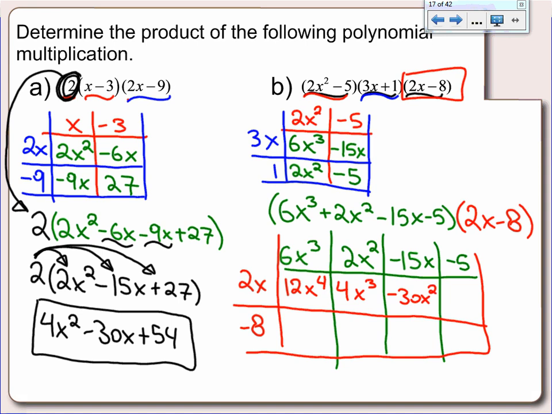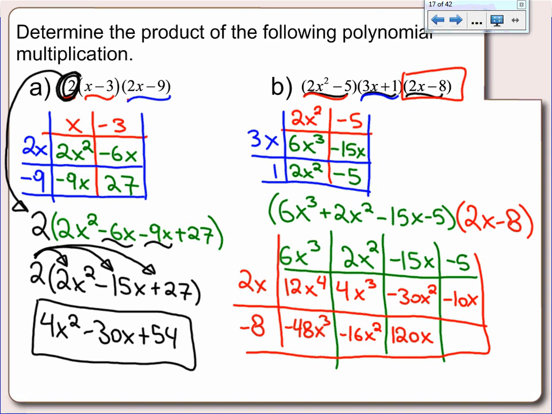Negative 8 times 6x cubed is negative 48x cubed. Negative 8 times 2x squared is negative 16x squared. Negative 8 times negative 15x is positive 120x. Then negative 8 times negative 5 is positive 40.